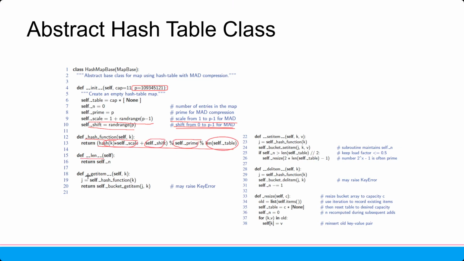The other methods are the same. We want to know the length, we want to get the item, we want to set the item, we want to delete the item, and we want to resize the capacity.